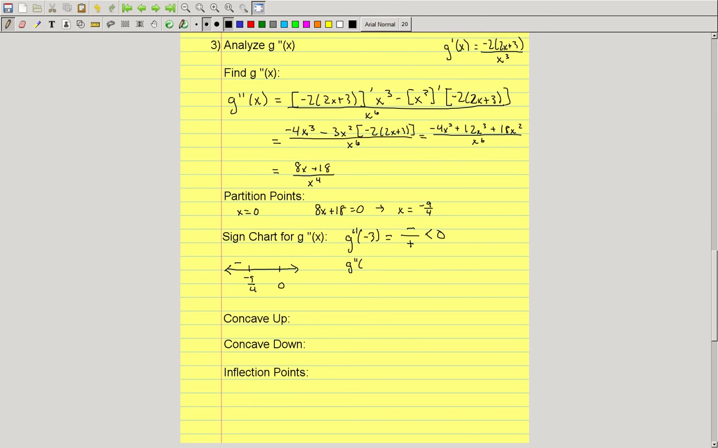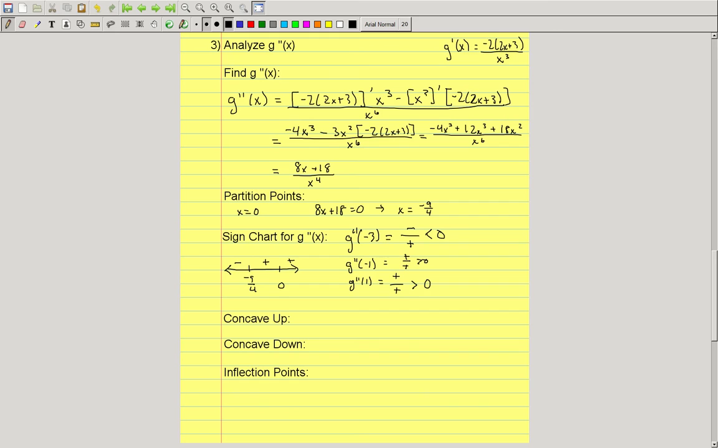Next, we plug in a value between negative 9/4 and 0. We'll choose negative 1, and we see that we have a positive number divided by a positive number, so the second derivative is positive in that region. And then lastly, we choose a number that's bigger than 0. We'll pick 1 because it's easy, and by doing the arithmetic, we see that the function is also positive in that region.